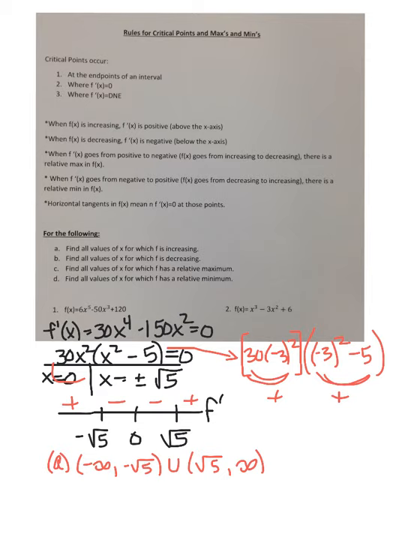All right, let's go to part B. So where is the function decreasing? That would be between -√5 and √5, because that's where the derivative is negative. That would mean the function's decreasing.